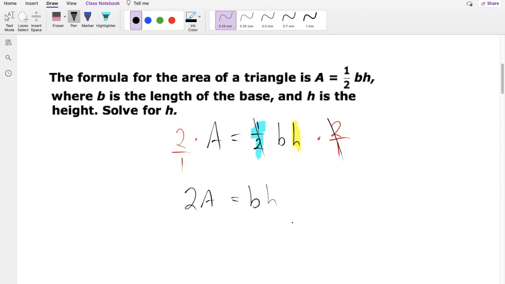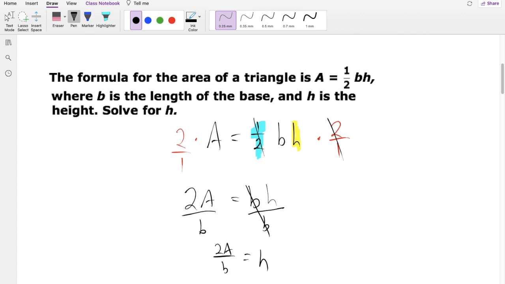Now, again, I'm trying to solve for this h, and I see something is being multiplied to it. The inverse of multiplication is division, so I'm going to divide both sides by this b. The b's on the right side would cancel, leaving me with just h equals 2a over b. And that's it. We just solved for the variable h.